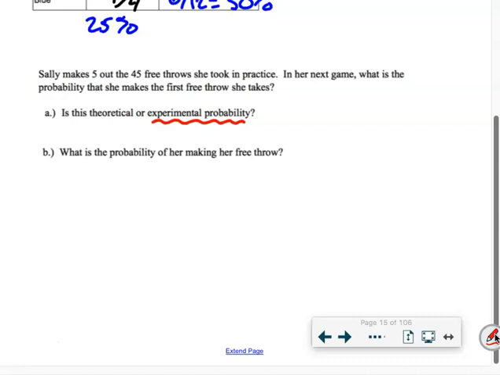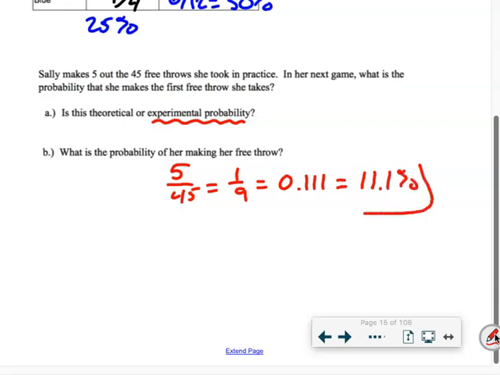So the probability of making that free throw is 5 out of 45, which is also 1/9. So 1/9 would be a good answer, or 0.111, or 11.1%. So we're looking at stuff that's happened in the past. She's actually gone and tried these free throws, and she only makes about 11% of them.